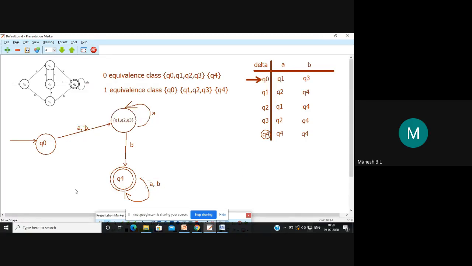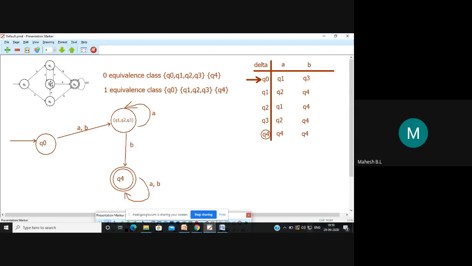Okay, so this is the minimized DFSM. From 5 states, it is reduced to 3 states. As you can see, from Q naught on A it is to Q1, on B it is to Q3. So on AB, here we have both Q1 and Q3.